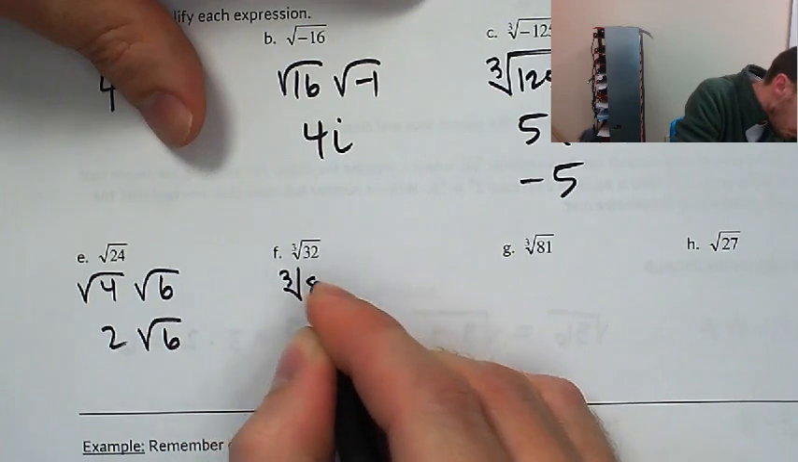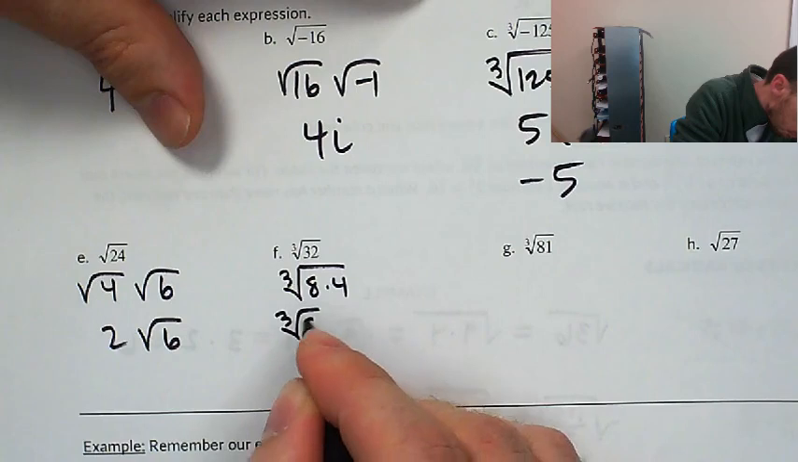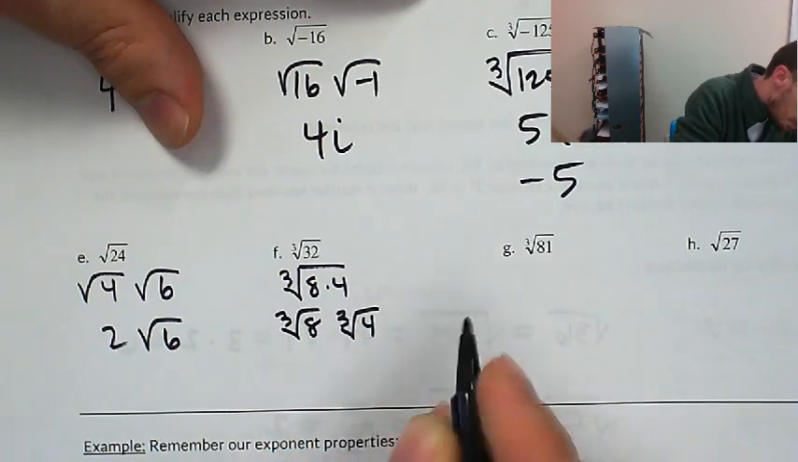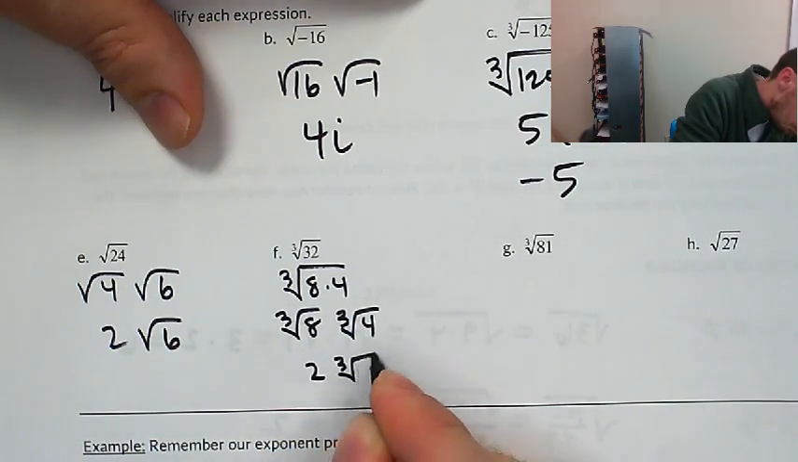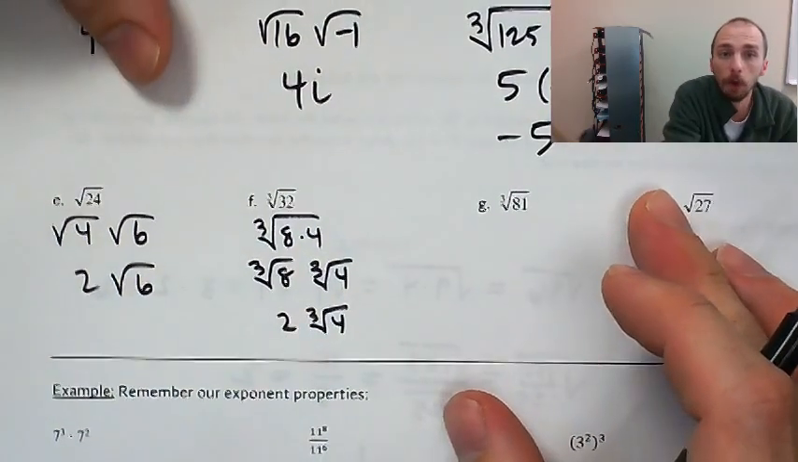So I'm going to say this is the cube root of 8 times 4. Just use that radical property. Cube root of 8, cube root of 4. That's 2 cube root of 4. That's how we simplify.